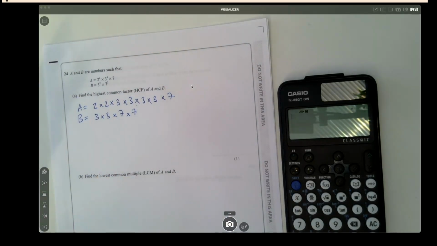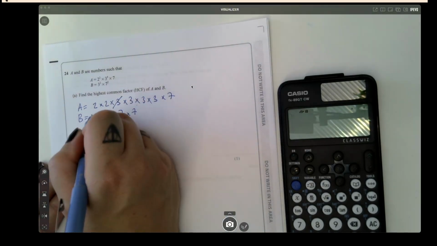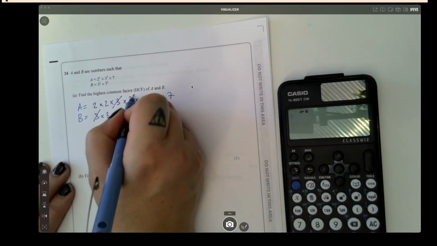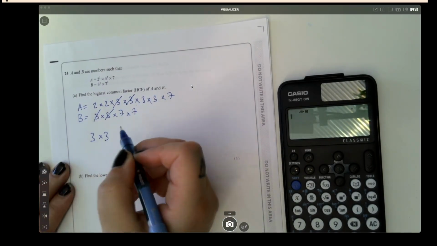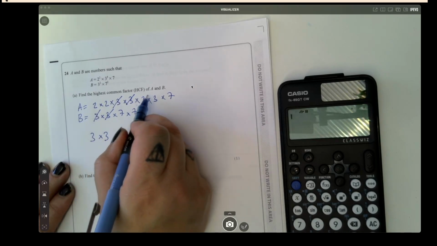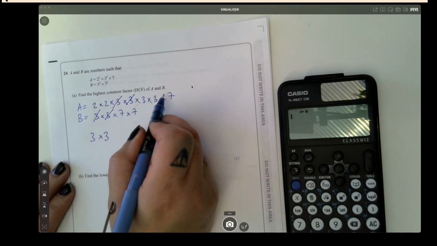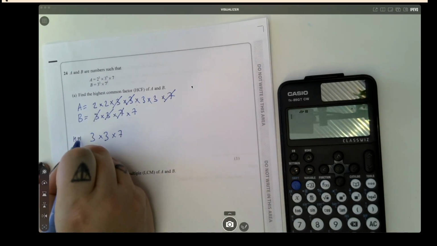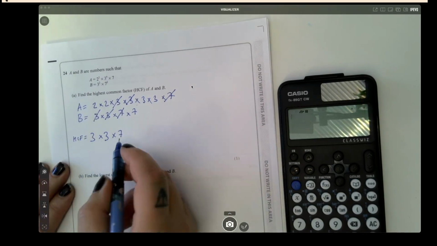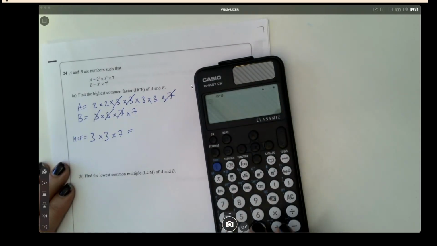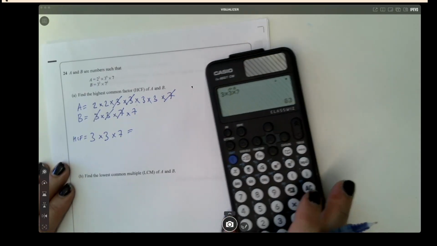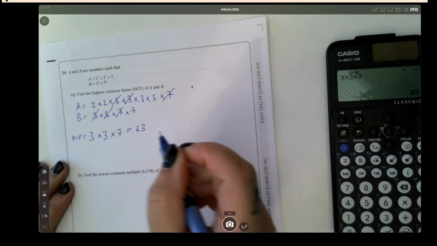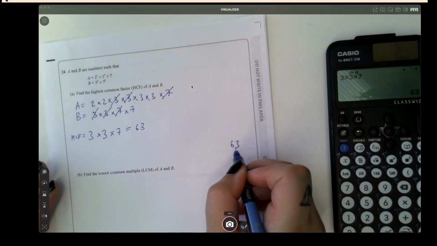And now I'm going to pull out what they have in common. So I can take a 3, I can take another 3, can't take any more 3s from B, so they have to stay where they are. I can take a 7 from each. So the highest common factor is 3 times 3 times 7, which is 63. So I'm going to put 63 here.